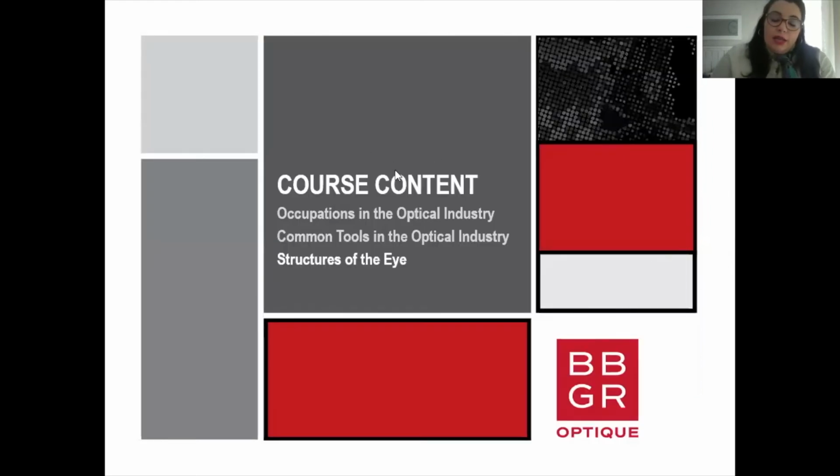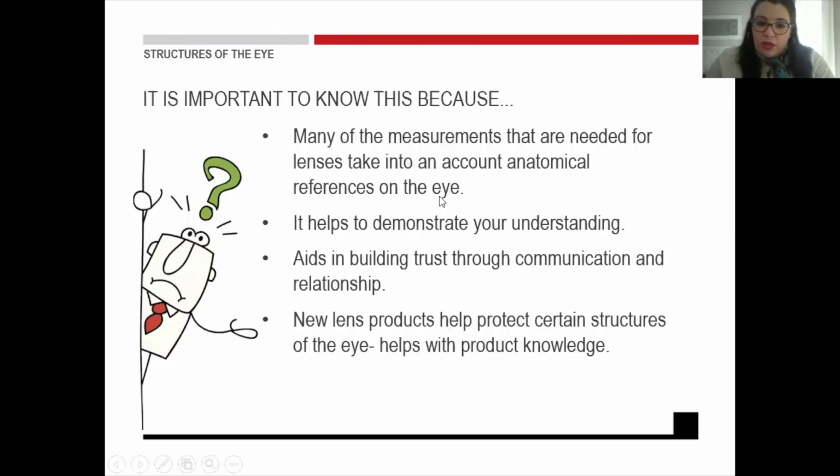Okay, so the last section for today will be the structures of the eye. So why is it important to know this? Many of the measurements that is needed for lenses take into account certain anatomical reference points in the eye. So you need to know those reference points. You need to know where the pupil is, where the iris is, and you need to know why they are there and what do they do.